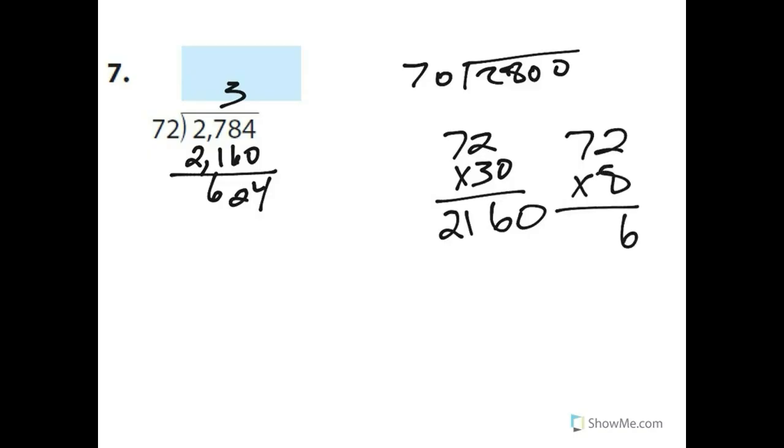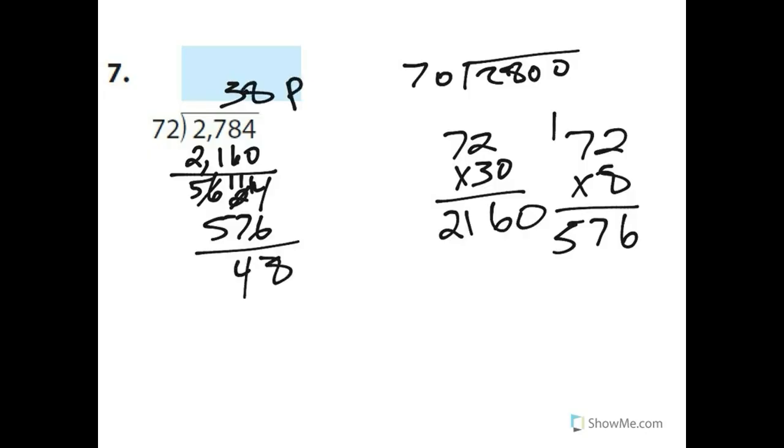8 times 2 is 16. 8 times 7 is 56. 56 plus 1 is 57. So 576 is my remainder going to be more than 72? Let's see. So we got 14, 11, and 5. So 8, 48. So 38, remainder 48.